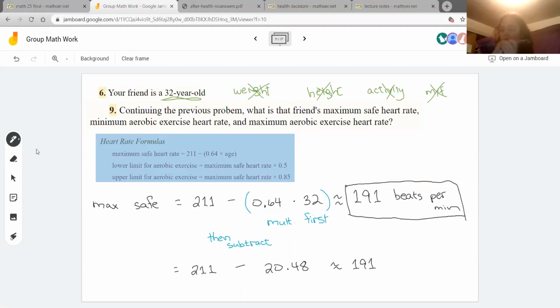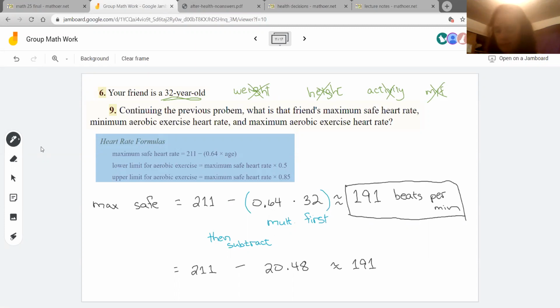Well, it's just one of those dollar store ones, so it's not anything spectacular. Elizabeth, did you try putting in the 0.64 times the 32 and see if you got a different answer? Yeah, I tried all that. I just didn't understand how you got 191 and I keep getting a higher number.